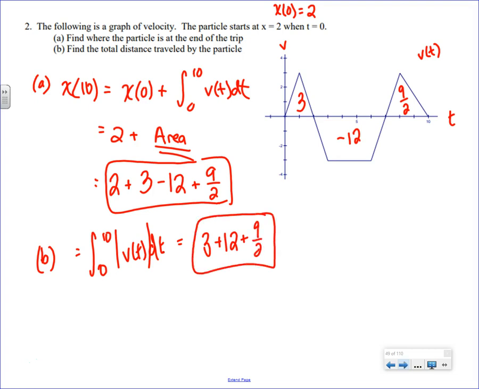Absolute value says it changes the odometer. It doesn't matter the right and the left, it just matters how far or how much. 3 and 12. Wait, so why wouldn't we keep the initial position? Because it's not changing. Ah. Oh, okay. Because they're not asking for where it is, they're just asking for how much the odometer ticked off. So just the change. Does that make sense?